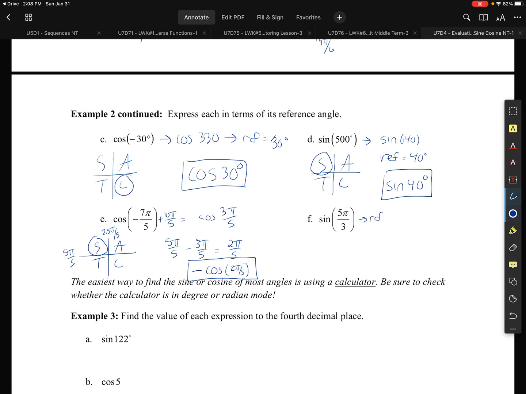Divide by 3. Reference angle, pi over 3. Alright, so what quadrant is this in? 3 pi over 3, 4.5 pi over 3, 6 pi over 3, ASTC, fourth quadrant. Negative sine of pi over 3.